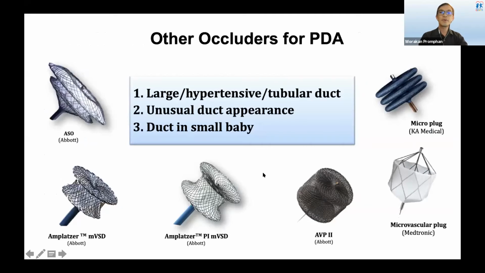So other occluders for PDA, these kinds of things, are kind of off-label use, I would say. It means you may use this double disc device for a large hypertensive or tubular duct, and you may use the duct occluder like AVP2 in the unusual duct appearance, or in small babies also the MVP, ADO2, AVP2, or even microplug, which is just coming from the Kurtz Amplus medical company, also useful.